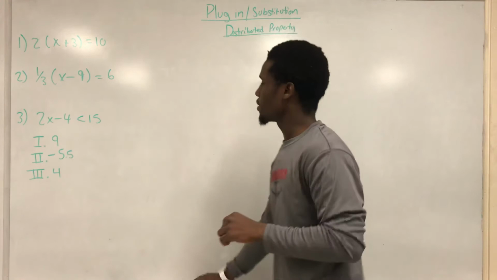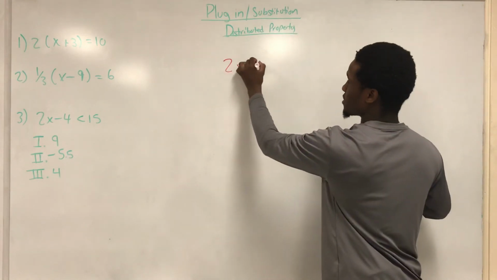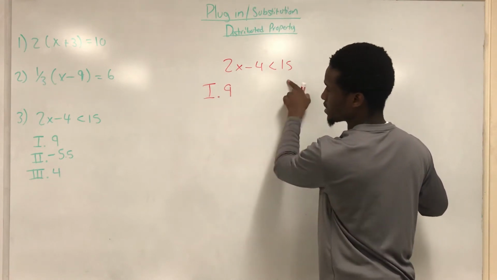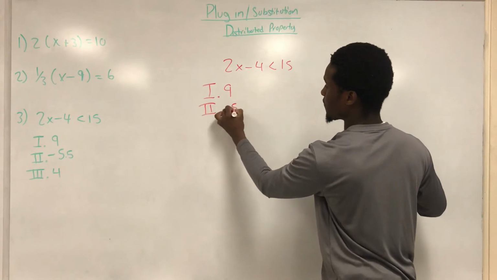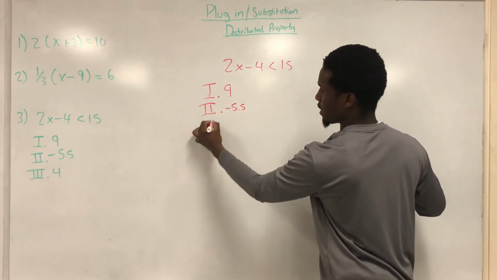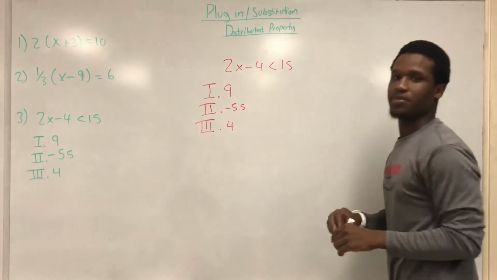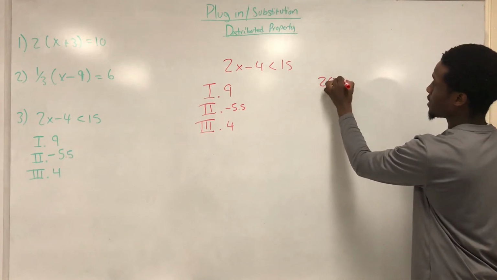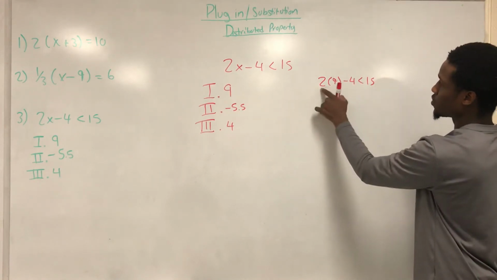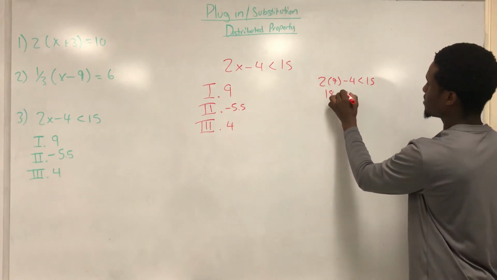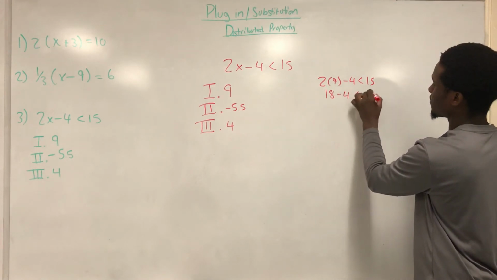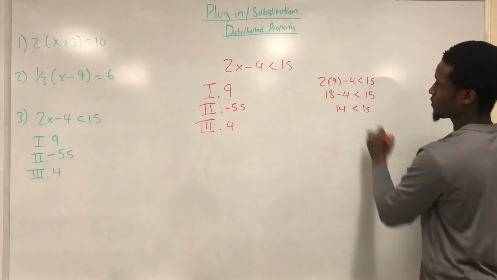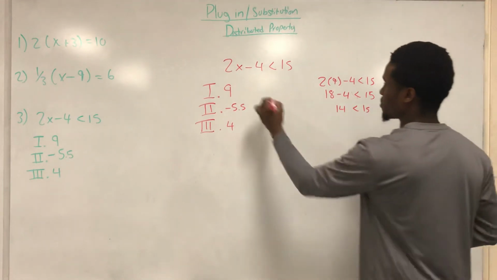Like I said, this is a really quick video. It says 2x minus 4 is less than 15. I want to know if I plug in 9, will it make the statement true? If I plug in negative 5.5, will it make the statement true? And if I plug in 4, will it make the statement true? Okay? So let's go ahead and see. Let's try 9 first. We have 2 times 9 minus 4 has to be less than 15. Well, 2 times 9 is 18. 18 minus 4 has to be less than 15. So 18 minus 4 is 14. Is 14 less than 15? Yes, 14 is less than 15. So this is true.